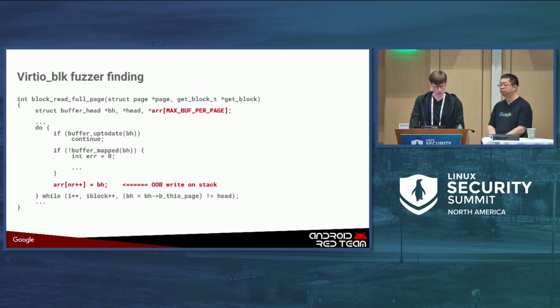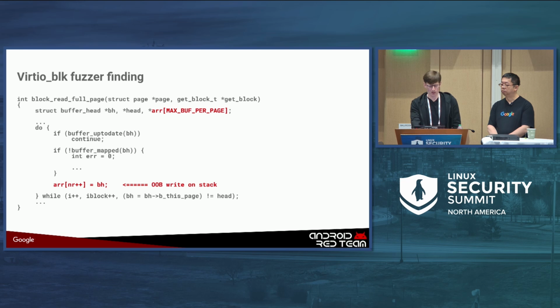I think one of the interesting and impactful ones was found by the Virtio block fuzzer. Here the fuzzer reported an out-of-bounds write on stack. We can see that there is a local array of fixed size. I think max buff per page is about 8. And there is an unbound while loop where the only condition which controls when we should be exiting is the last part of the loop, because the previous ones are just bumping up the indexes. And the fuzzer was reporting that we are consistently writing out of bounds in the ARR array.